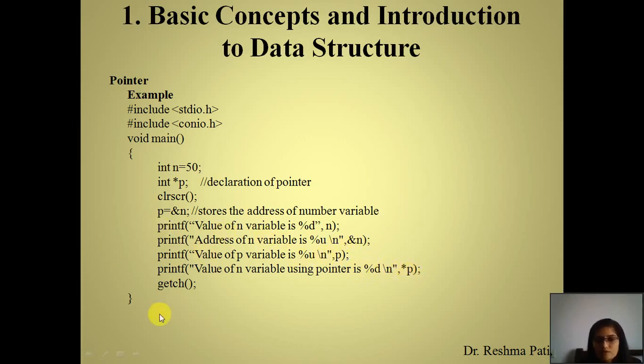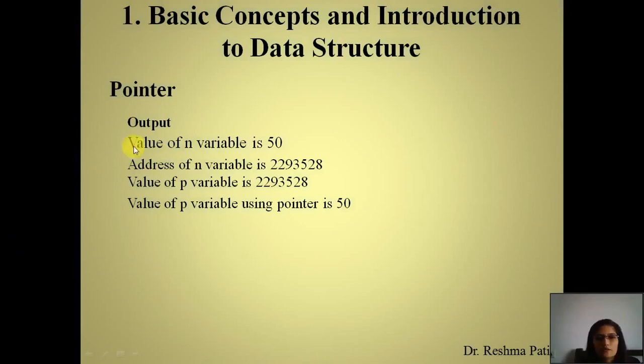So the output of this: first printf is value of n variable is 50, address of n variable could be anything, it depends on your machine. Value of p variable is the same as the address of n variable, both should be the same, and the value of the p variable using the pointer is 50. So the value of n is stored in this p variable, the pointer variable. We can get the value of the n variable using the pointer also.